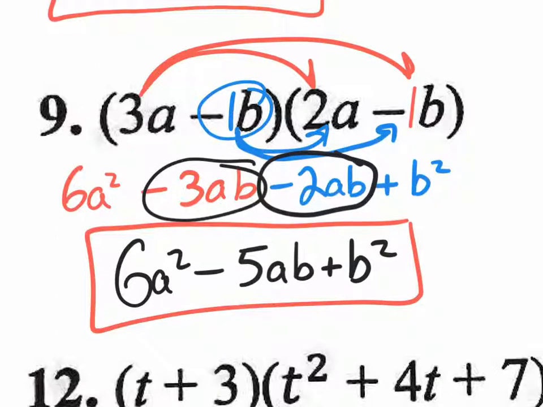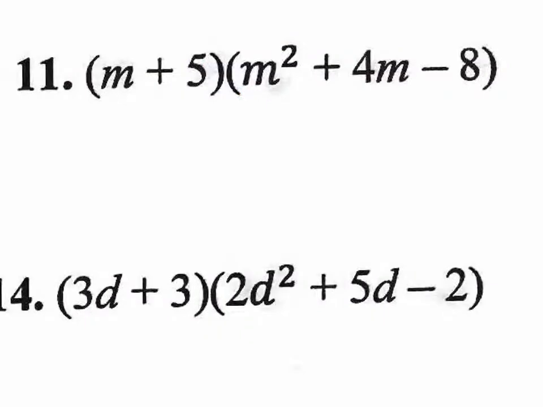Let's move on to number 11. Finally, get to some fun stuff. I was getting kind of bored there. We have a binomial times a trinomial. Now it might be worth stacking, right? Because on a binomial times a binomial, you only get 4 terms most of the time, and you're able to combine the 2 middle terms. Right here, you'll see it's a little different.